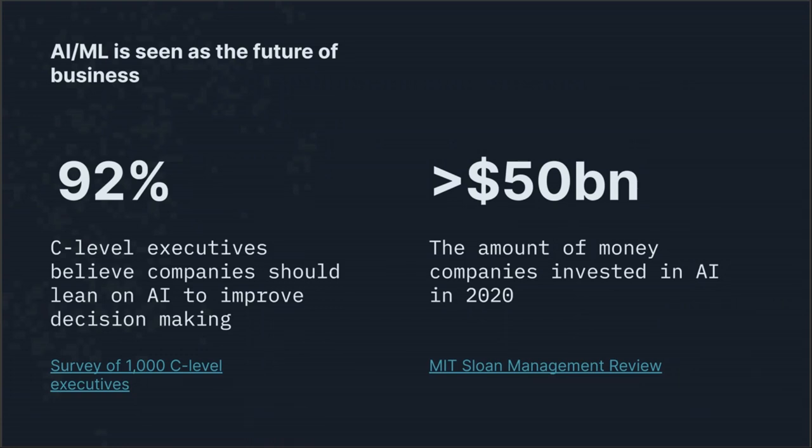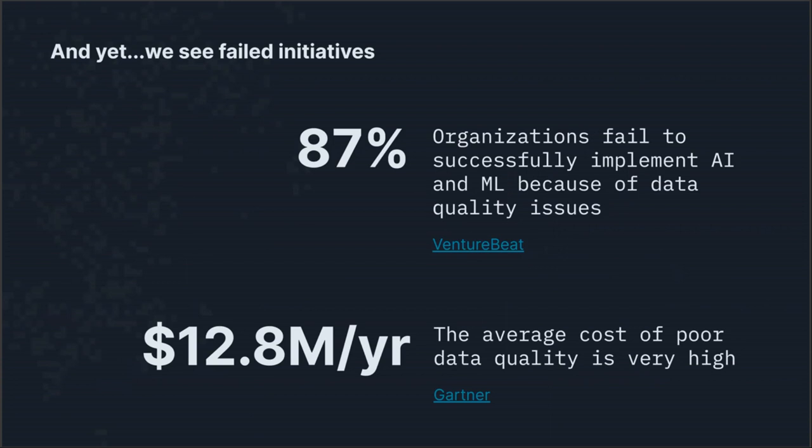According to a survey of about 1,000 executives in tech, nearly 92% thought that companies should lean on AI to improve their decision-making processes. And in the year 2020 alone, more than $50 billion was invested in the space. And the investment numbers are projected to be more than $110 billion by the year 2024. So it's a lot of money invested in the space. And yet we know that most of these initiatives fail.